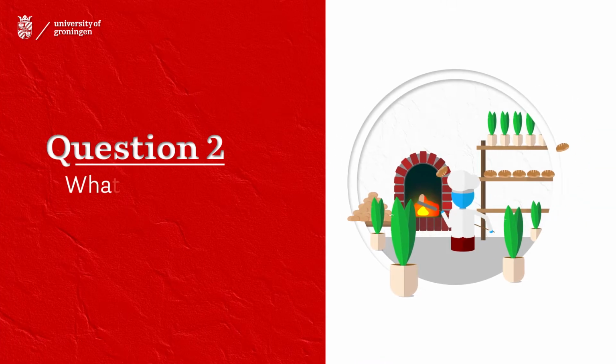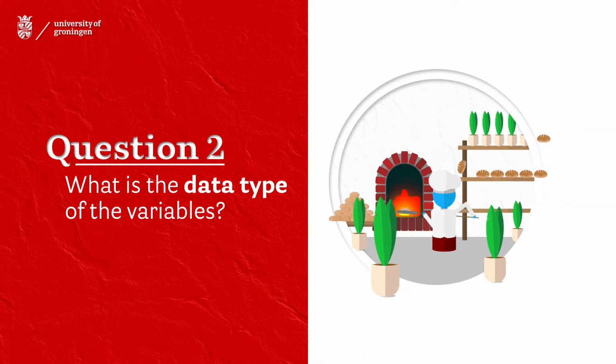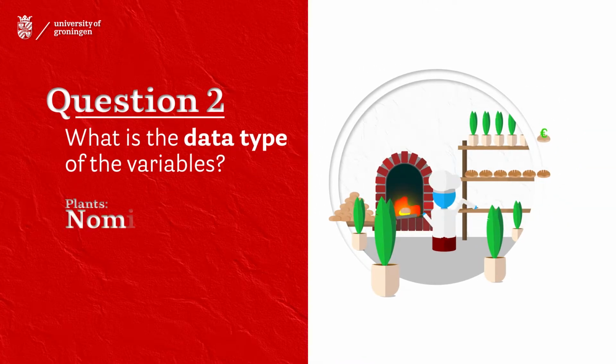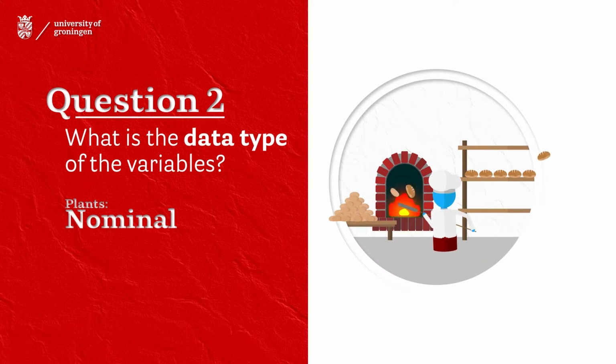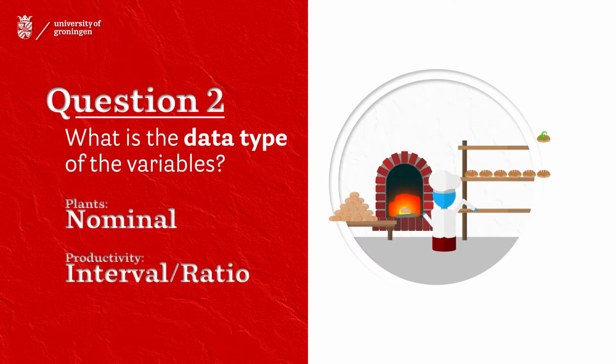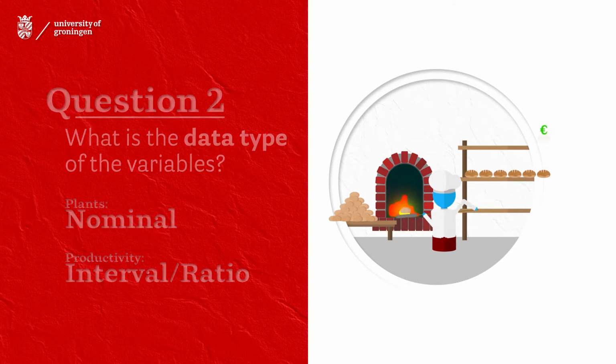Question 2. What is the data type of the variables? The data type of plants is nominal. There are 2 options: a bakery with or without plants. The data type of productivity is interval/ratio because we measure the number of breads.